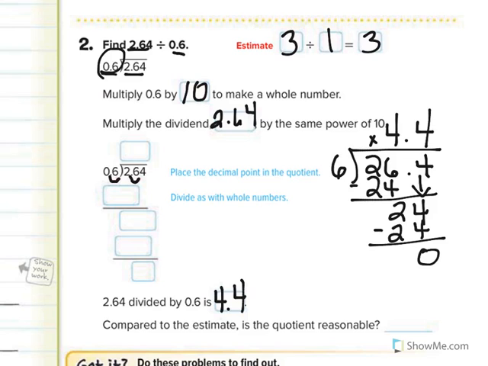So if I compare this to my estimate up here, okay, I had an estimate of 3. Is the quotient reasonable? Yes. So it's a little bit more than 3, but it's close. It's in the ballpark. It's not something like 46 or something crazy far away from 3. So yes, this is absolutely a reasonable quotient and compares well to my estimate.